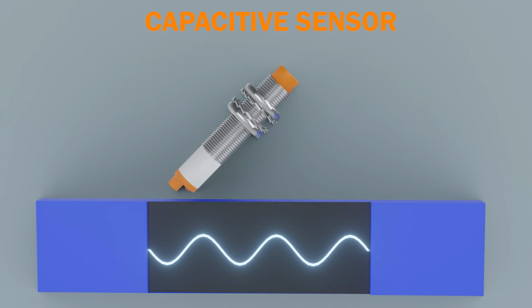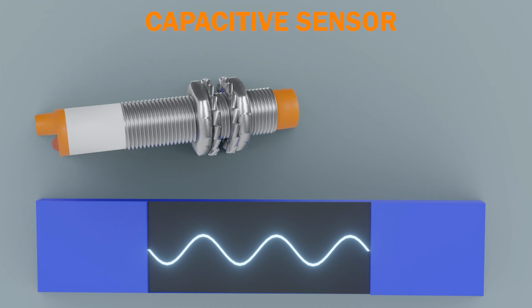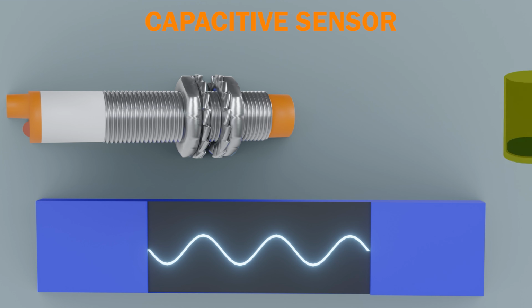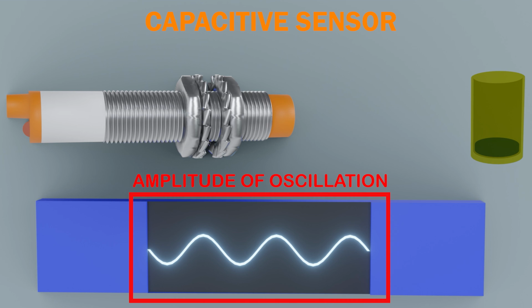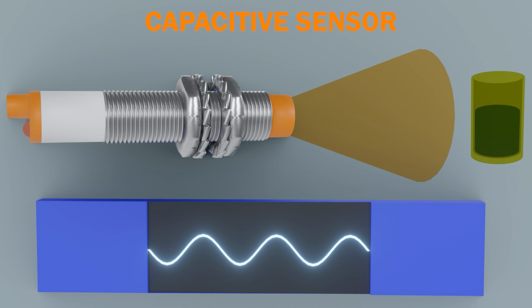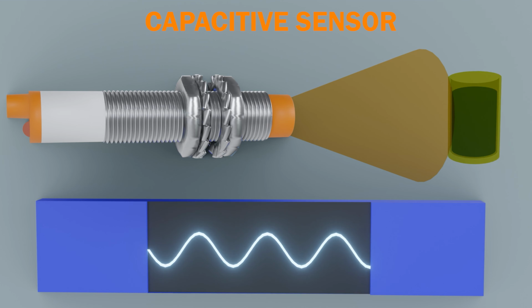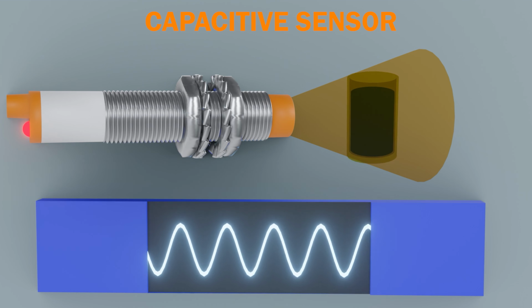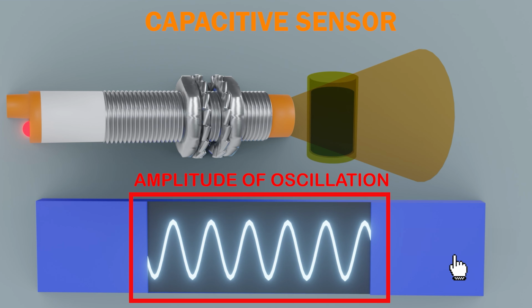The capacitive sensor has the following operation. When an object is far from the detection zone, its oscillation amplitude remains stable. Also, the indicator is off. When an object such as a glass of water approaches the capacitive sensor, the capacitance between the sensor plates increases. This causes an increase in the oscillation amplitude of the signal. The closer the object is, the greater the amplitude.